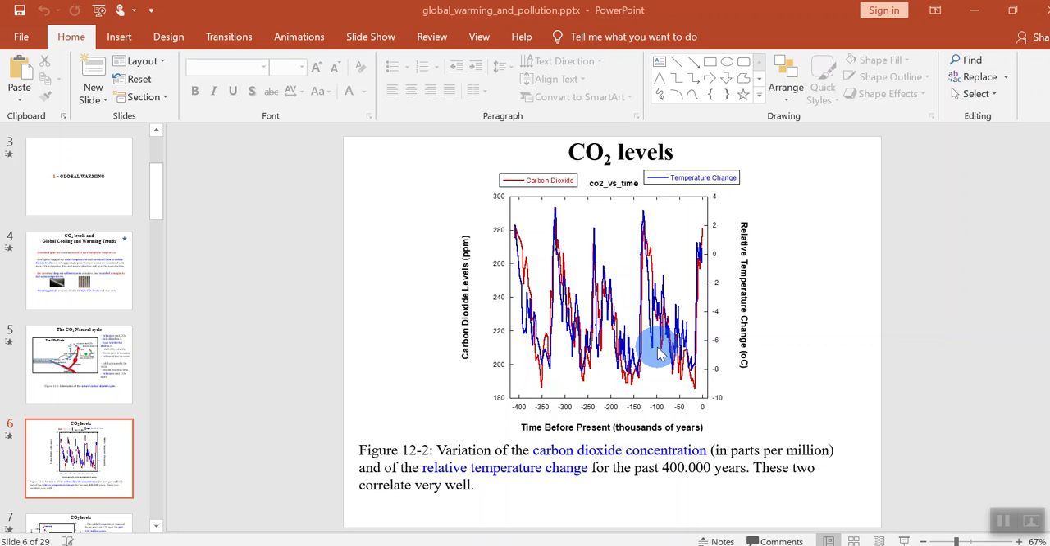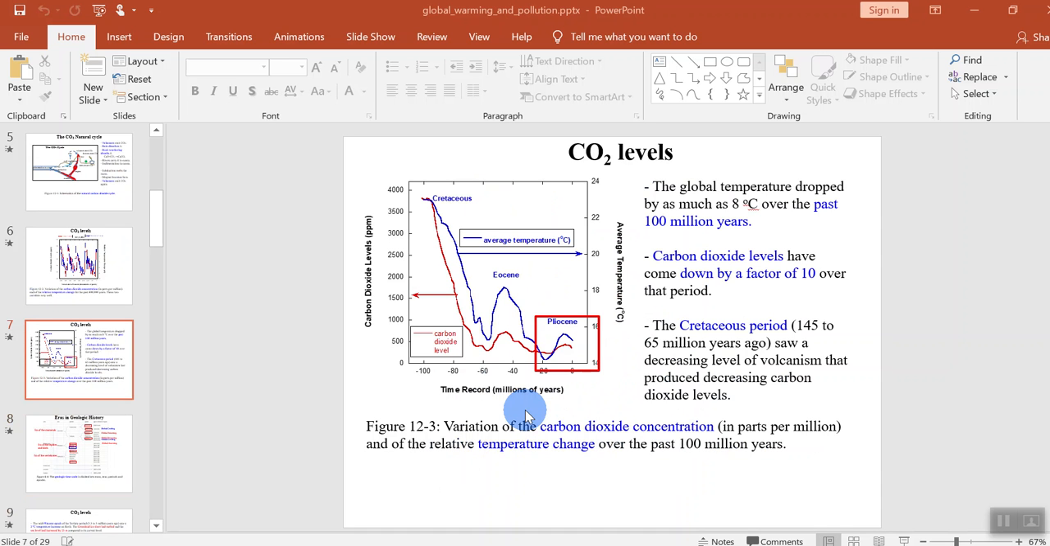Okay, so let me show you carbon dioxide concentration in the atmosphere and the relative temperature here. They go hand in hand. When carbon dioxide levels go down, temperature goes down. When carbon dioxide goes up, temperature goes up, and so on. This is over the past 400,000 years, ice core from Greenland.